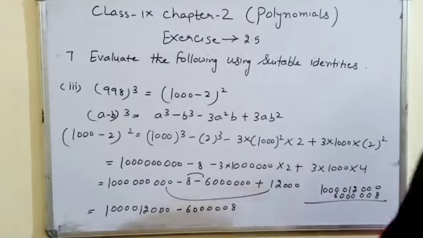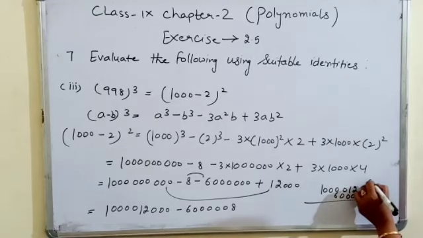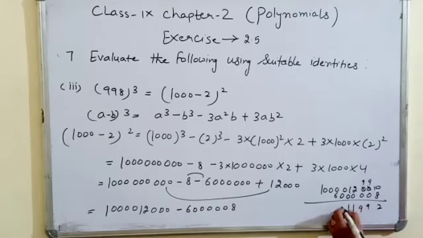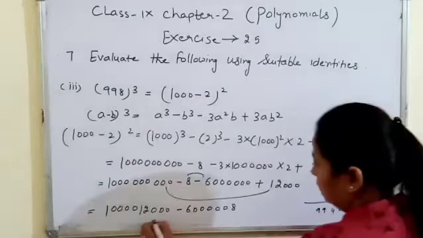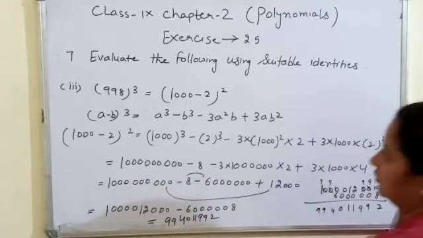Now subtract them. 10 minus 8, 2. 10 minus 8, 2, then 9, 9, 1, 1. 10 minus 6, 4, 9, 9, 9, 4. So the result is 994011992. So this is the result. Now this was question 7.